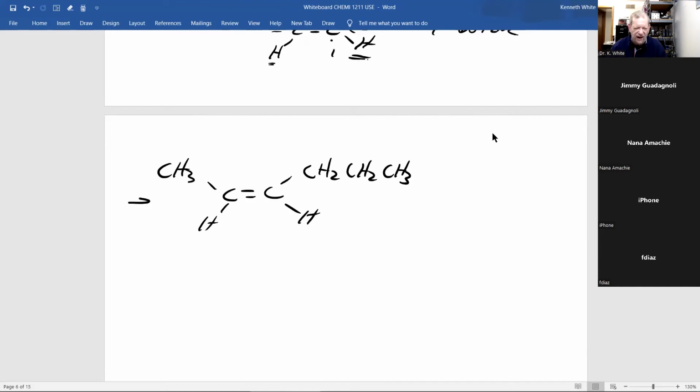And if we look at this molecule, what would be the IUPAC name? And after the break, I'm going to let you have some fun doing this too, because I share the fun. Dr. White won't hog it all to myself.